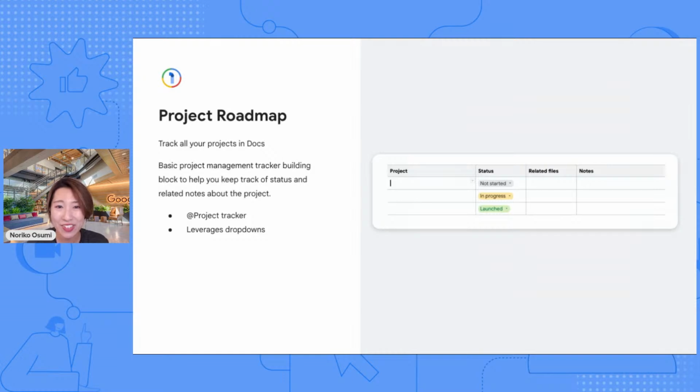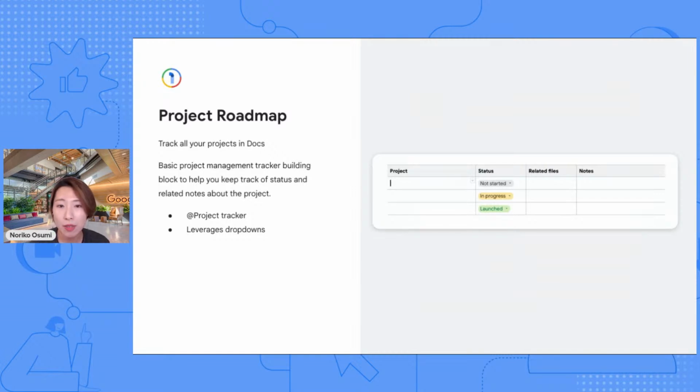Okay, so the next building block that we have is the project roadmap building block. Think about a scenario where you have a document and you want to use that document to track the actual states of all the projects within your organization. I would say this is a very basic project management tracker building block. It has basic tables, it has drop downs built within the tables, and users can obviously update and modify these tables as needed as well.